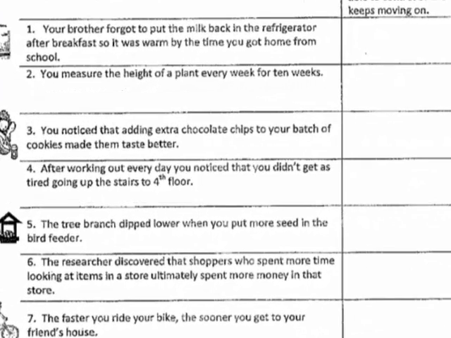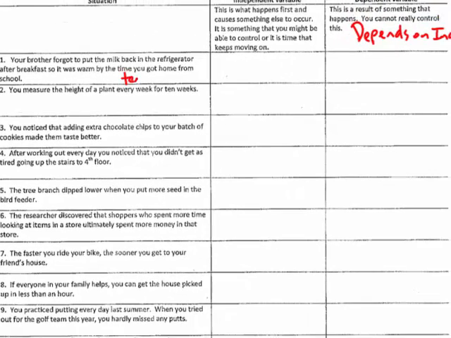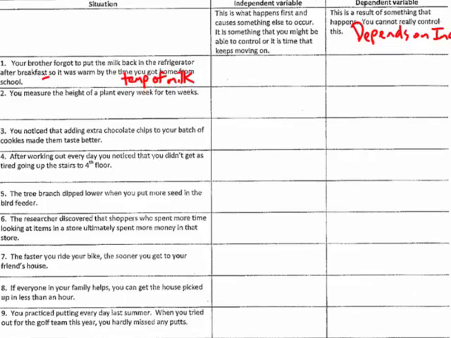Your brother forgot to put the milk back in the refrigerator after breakfast, so it was warm by the time he got home from school. So what are my two variables? We got the temp of the milk, and what's my other variable? This is kind of the tricky one. Is there something about schools? Is something about breakfast? Well, the temp of the milk gets warmer as what goes by, as more time goes by. So time and the temp of the milk would be my two variables.